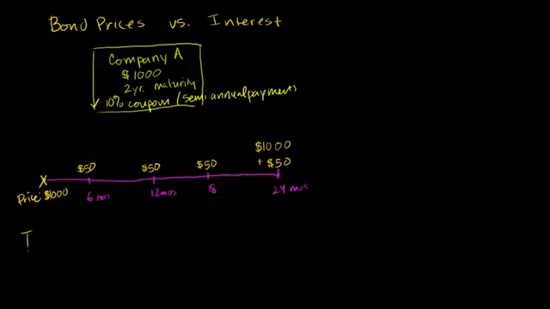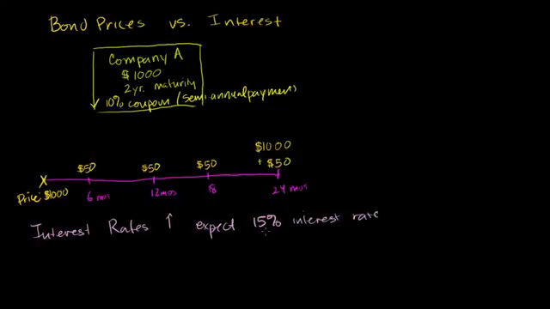If interest rates go up, let me do this in a new color. So let's say that interest rates go up. And let's say they go up in such a way that for this type of company, for this type of risk, you could go out in the market and get a 15% coupon. So let's say for this type of risk, you would now expect a 15% interest rate.